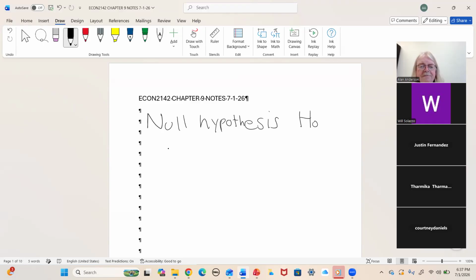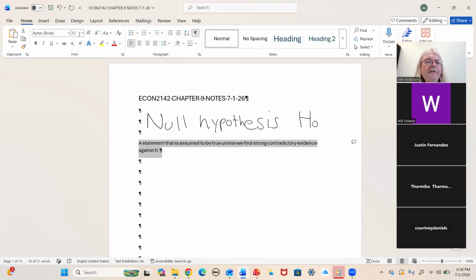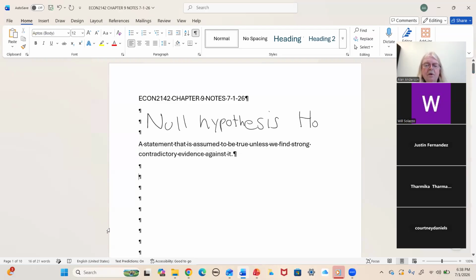And what does it represent? Think of this as a statement that is assumed to be true unless we find strong, the keyword there is strong, contradictory evidence against it. So in other words, this is what we're starting out assuming. And if we find evidence to suggest otherwise, we will reject this hypothesis in favor of what's called the alternative hypothesis.